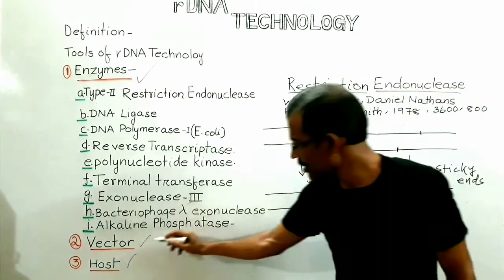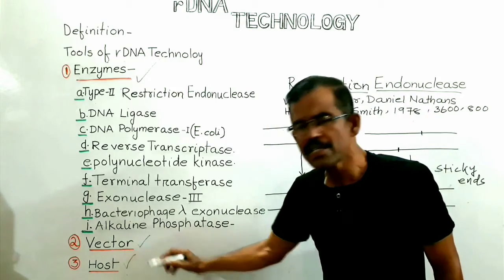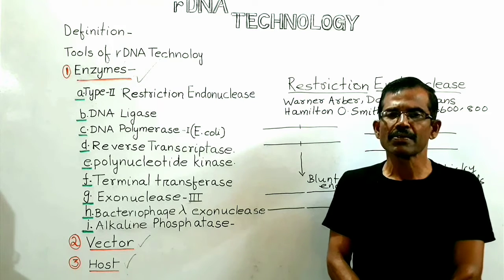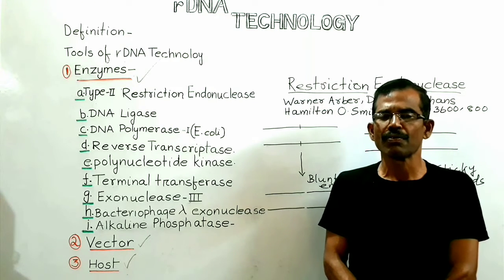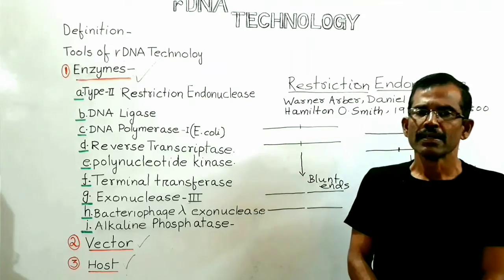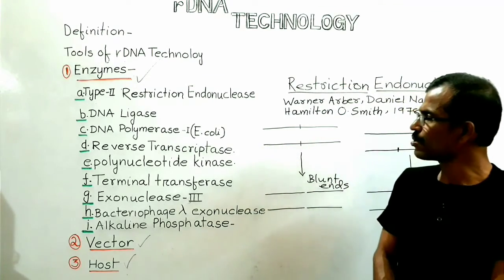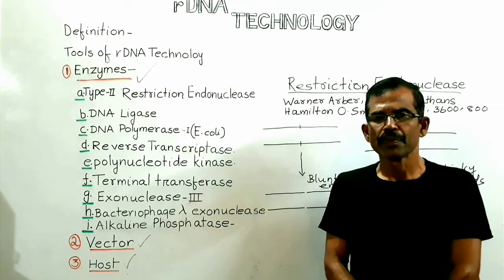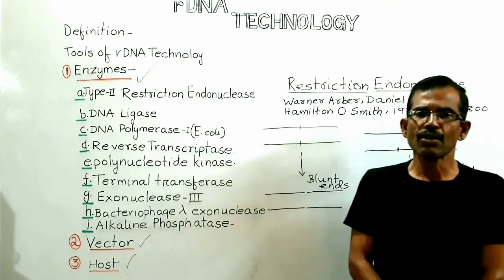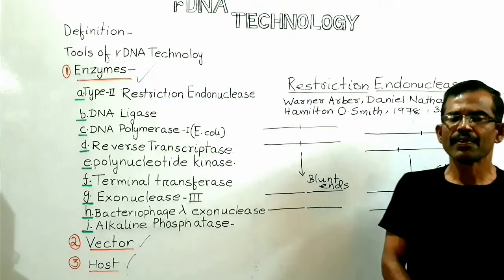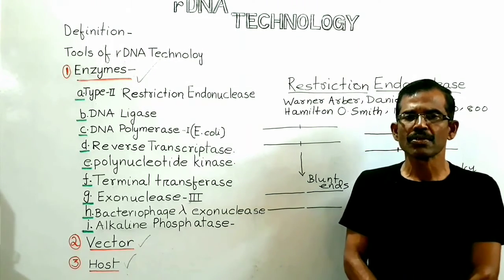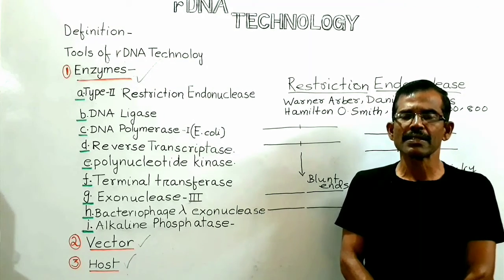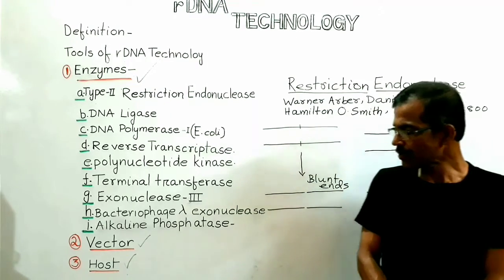The second tool is vector. What is a vector? Vector is a DNA molecule that helps in the transfer and integration of DNA. Several types of vectors are used in recombinant DNA technology, for example, plasmid, cosmid, bacteriophage vectors, and different types of artificial chromosomes. All these vectors help in transfer and integration of DNA.